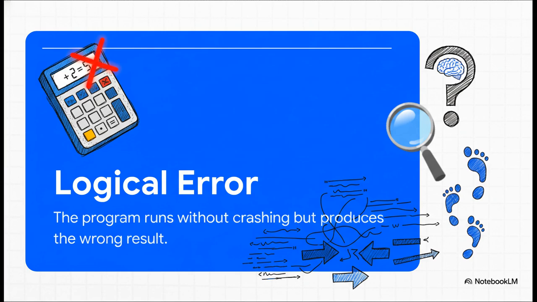And finally, we get to the sneakiest, most frustrating bug of all, the logical error. With these, the program runs perfectly. No crashes, no red text. But the final answer is just plain wrong. It's like building a calculator that tells you 2 + 2 = 5. The code is running, but it's not doing what you actually wanted it to. These are the ones that require some real detective work.